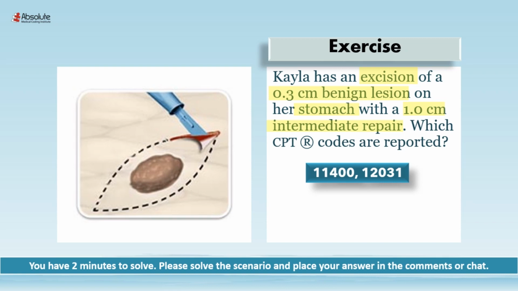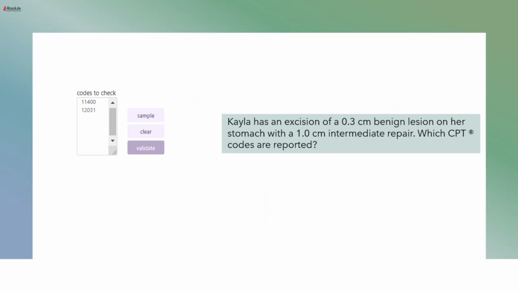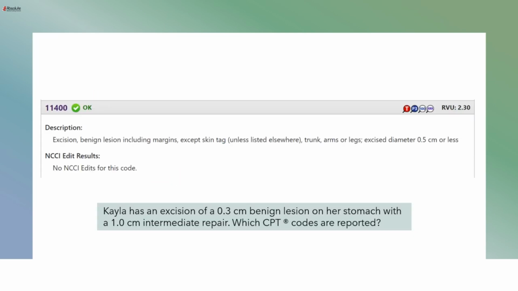So I'm going to take those codes and I'm going to validate them. So I'm putting them in our validator here in our box, 11400 and 12031, and I'm going to click on validate. 11400 is basically the excision of that 0.3 centimeter benign lesion. And it looks like this code checks out. 11400 has a little green check, and it's saying that there are no NCCI edits for this code.